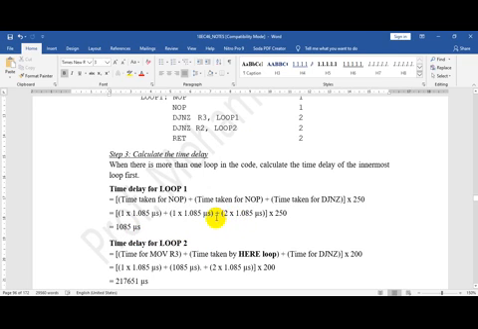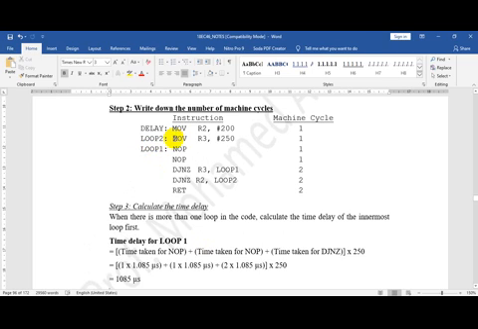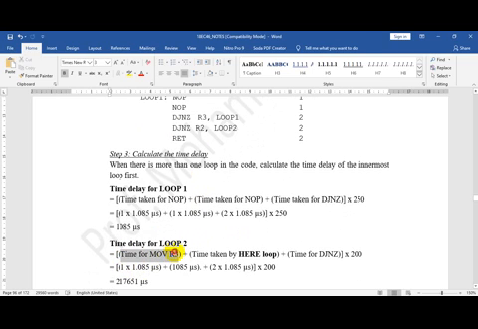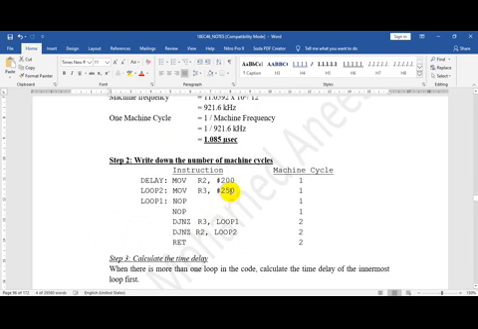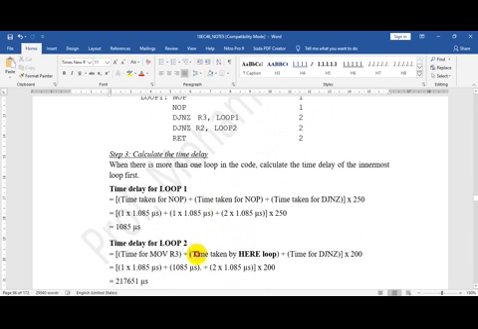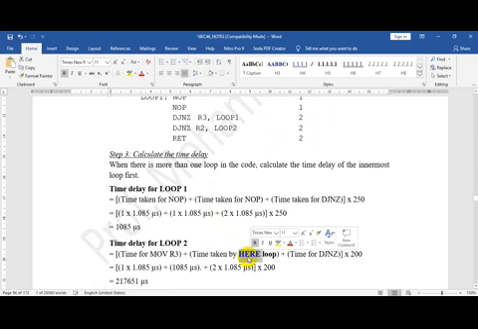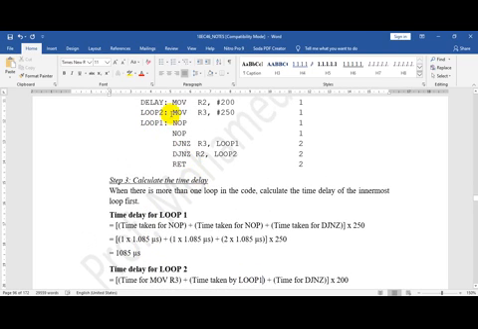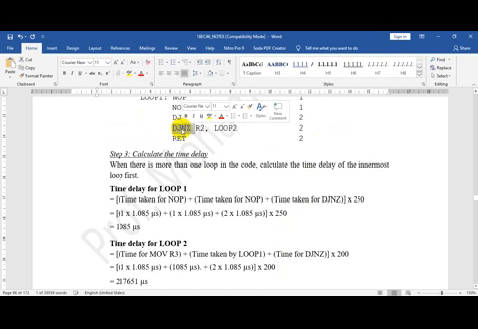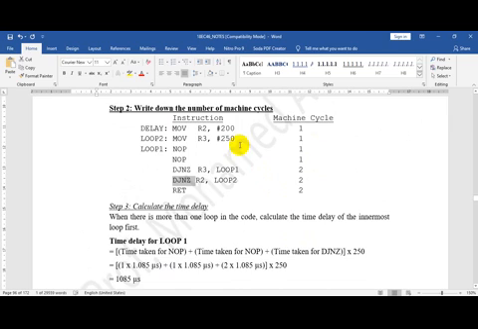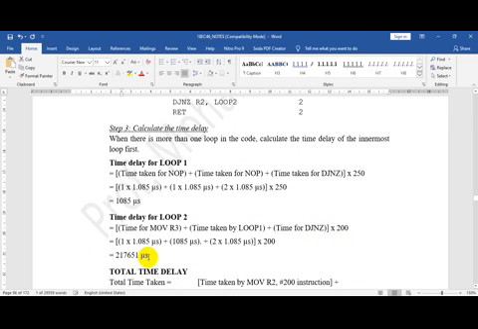Now afterwards, the time taken by loop 2 is equal to the time for MOV R3, #250 plus, now let's see here, the time taken by loop. Sorry, it is not loop here, it is loop 1 here, because we have already calculated the time. So the time taken by MOV R3, #250 plus the time taken by this inner loop plus the time taken by the DJNZ instruction, multiplied by the loop count. The loop count now is 200. So you got 217651 microseconds.